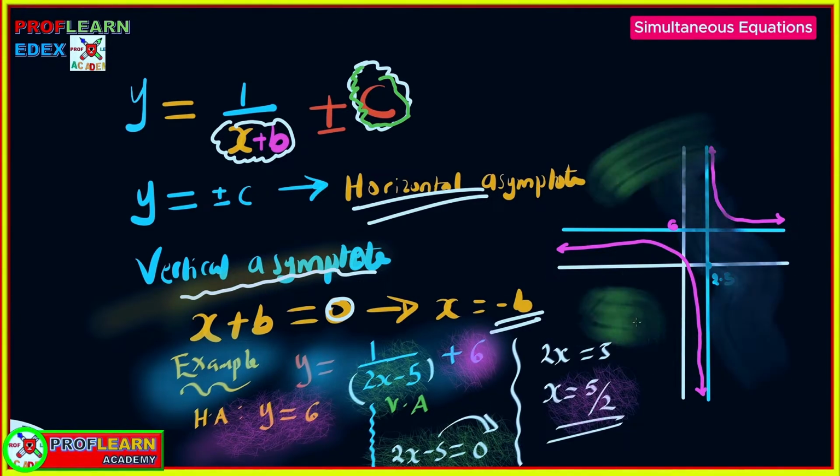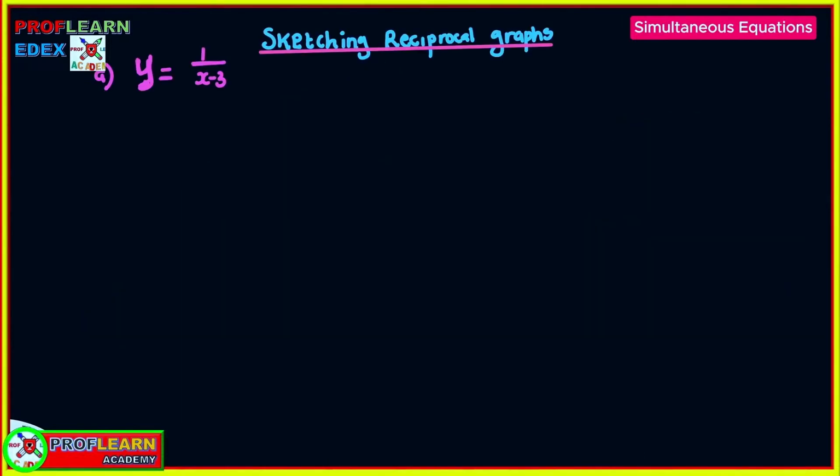Okay. Now, sketching the graph, that is exactly what you're going to get. You have horizontal and vertical asymptotes, and then we can say the graph will look like the one that we have on the next section. Now, another example of a reciprocal graph that you can have, for instance, if you are told to sketch y equals 1 over x minus 3.